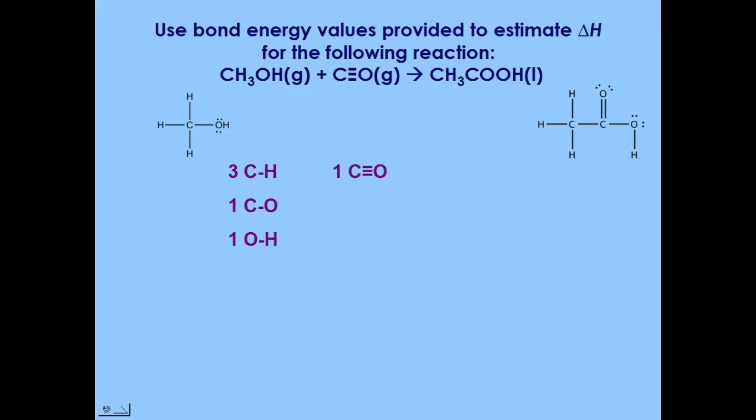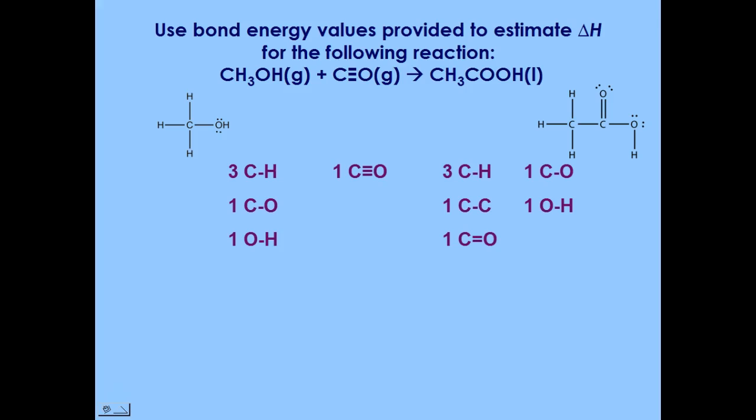On the product side, we have again the 3 carbon-hydrogen bonds, but we also now have a CO bond between the carbon and oxygen at the end of the molecule. We have a CC bond between the two carbons, the OH bond at the end of the molecule, and we have a C double bonded O. So those are all of our connections.